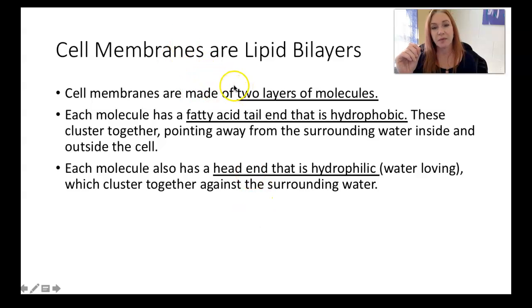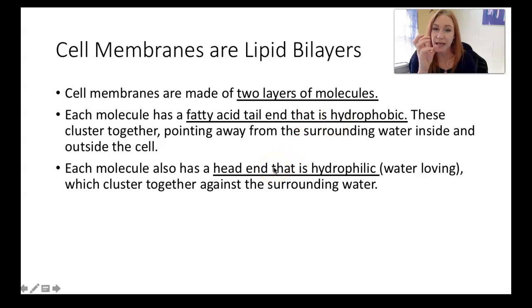So how are cell membranes constructed? They are what's called a lipid bilayer. So every cell membrane is made up of just 2 layers of molecules, and those molecules, which I'll show you the structure of in just a sec, have 2 parts to them. Every molecule has a fatty acid tail and that is hydrophobic. So the little tails do not like water. Okay, that's what hydrophobic means. Hydro always means water. Phobic means dislike or fear of. So the tail part of the molecules are hydrophobic.